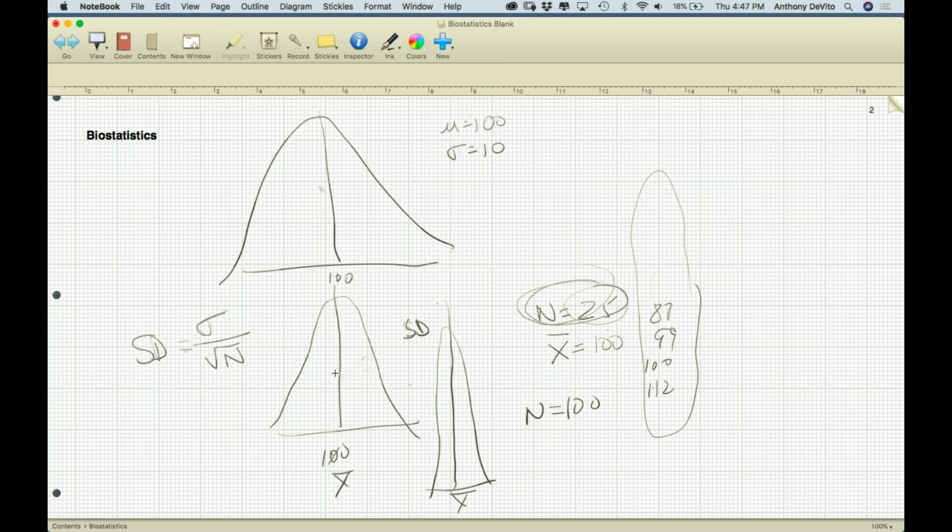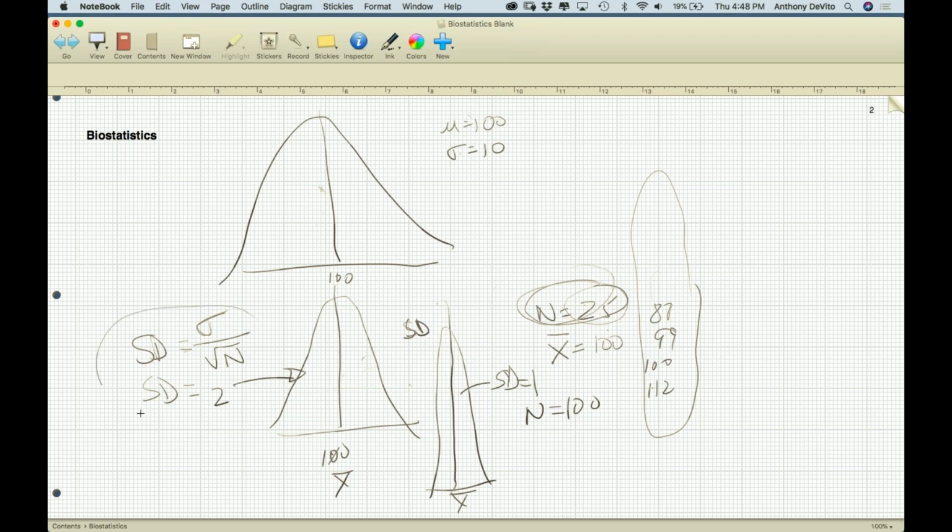Gets narrower, right? So for instance, in the case of 25, the standard deviation for this distribution of sample means is going to be 10 divided by 5, or 2. And for this one, it's going to be 10 divided by the square root of 100, 10 over 10, which is equal to 1, right? So it's narrower. Okay, so now, that's interesting, but so far not useful. It's going to become very useful very quickly.